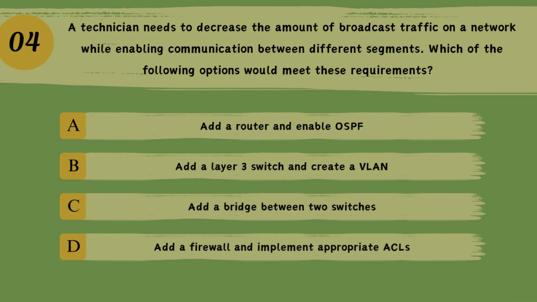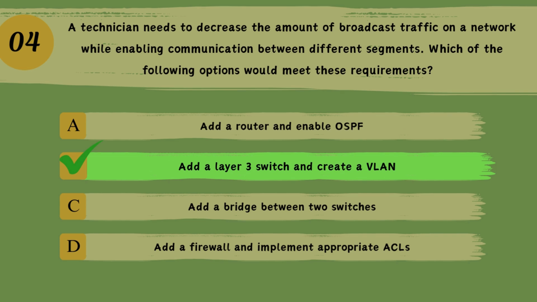Question 4. A technician needs to decrease the amount of broadcast traffic on a network while enabling communication between different segments. Which of the following options would meet these requirements? A. Add a router and enable OSPF. B. Add a Layer 3 switch and create a VLAN. C. Add a bridge between two switches. D. Add a firewall and implement appropriate ACLs.